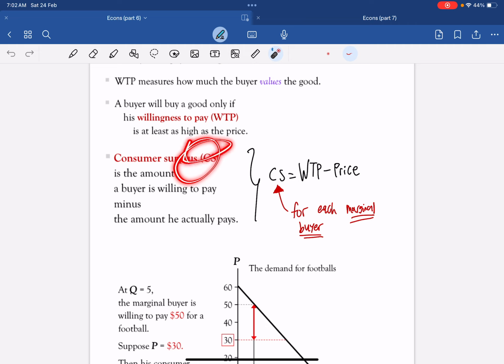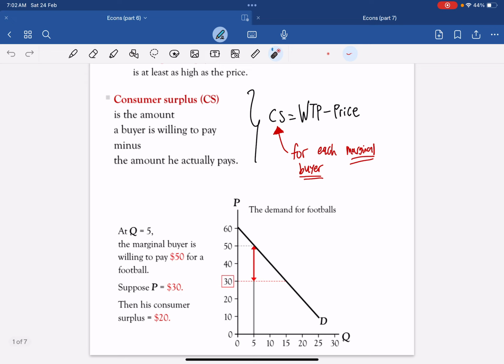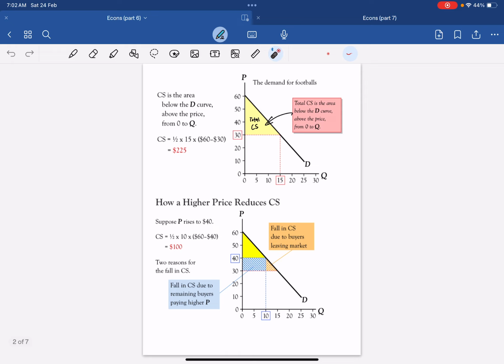And so the consumer surplus is like your marginal benefit. You value the bag at $10 and maybe the price is only $5, so you have a benefit of 5. That's why the consumer surplus is just the willingness to pay minus the price. You can see from here how it looks. Let's say your price is $30 and at this quantity you're willing to pay $50 for it. In that sense you have earned a consumer surplus of $20.